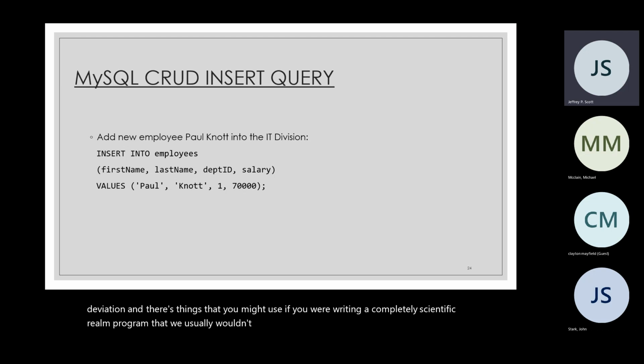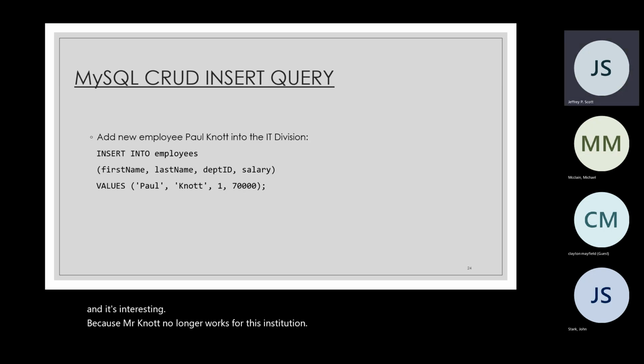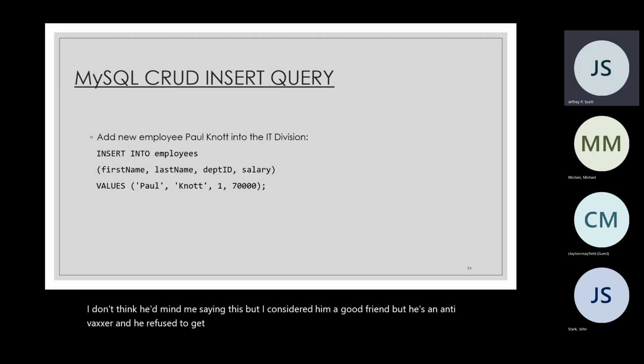So here's how we can add a new employee, and it's interesting because Mr. Knott no longer works for this institution. I don't think he'd mind me saying this. I considered him a good friend, but he's an anti-vaxxer and he refused to get vaccinated. Maybe he has since then, I don't know.